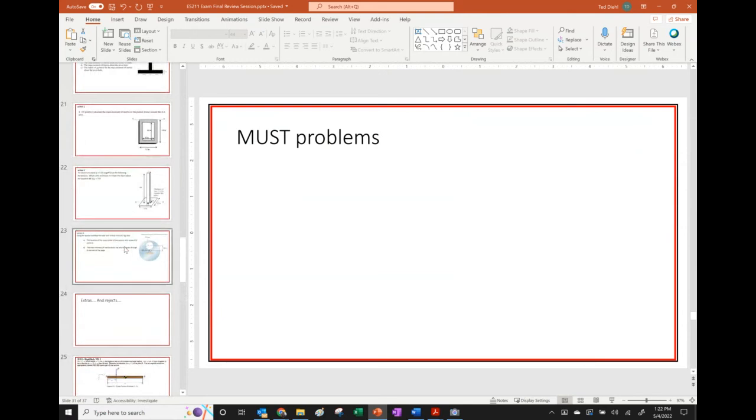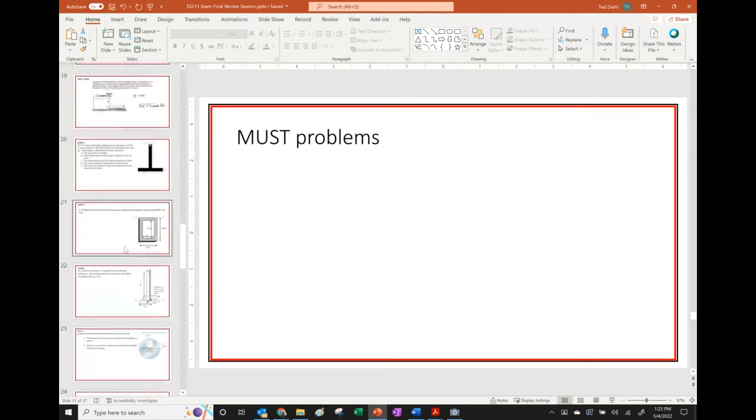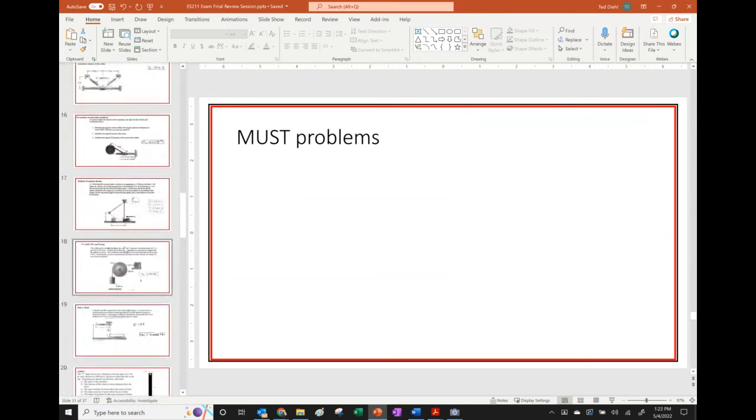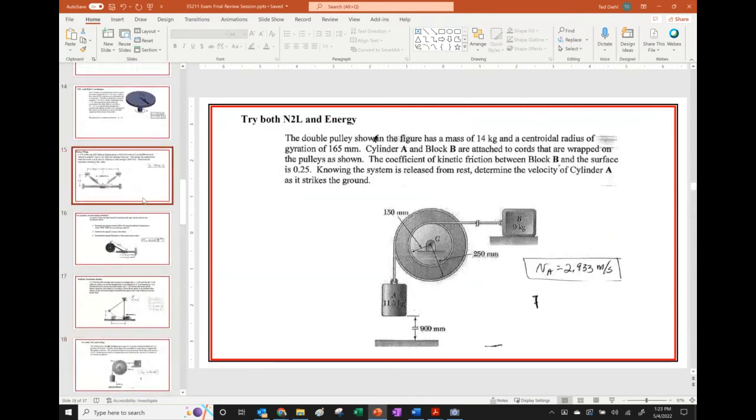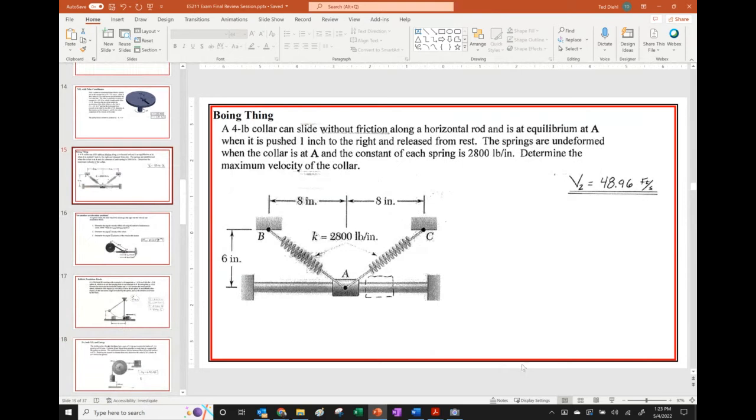So, got any requests? A type of problem? We could try really hard. There was another problem with work and energy. It was the Boeing thing on page 12. Boeing thing. Yes.